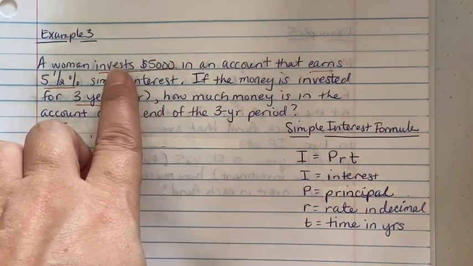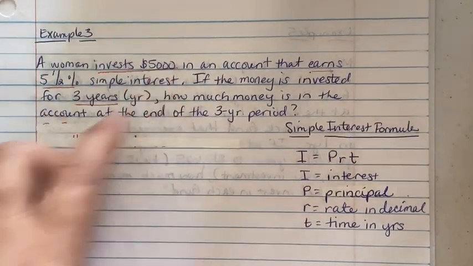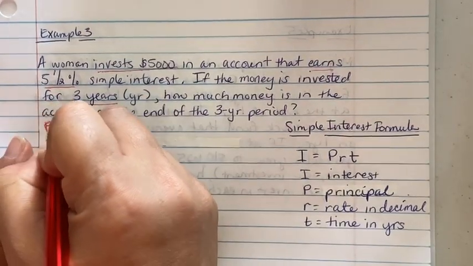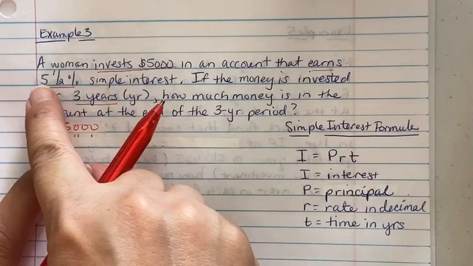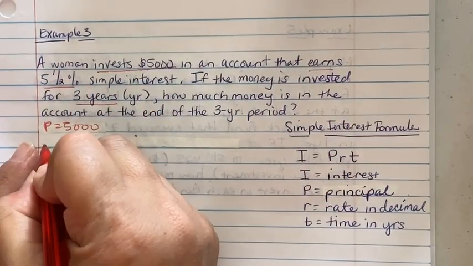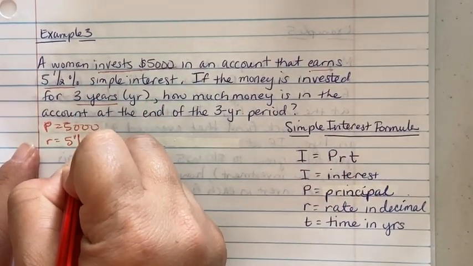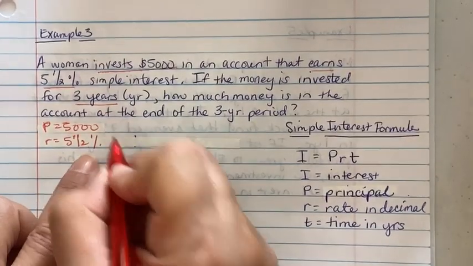So first thing they do, they tell you they invest $5,000. So our principal amount is $5,000. It says earns 5.5% simple interest. So that means our rate is 5.5%. Now, convert this to a decimal.